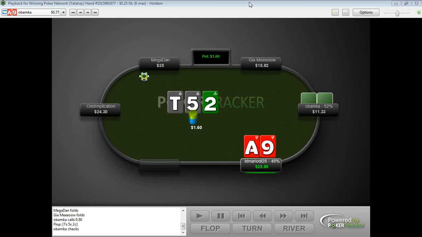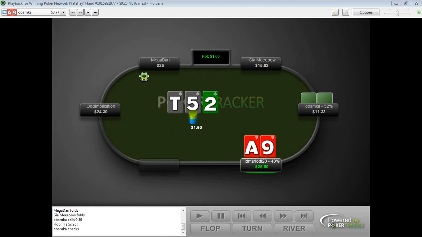Now, in terms of outs, I only have 3 outs. So I guess if we did 3 times, that would be 12%. So I mean, I could check or bet here, and maybe I want to look at a half pot size bet here instead of a 2/3 pot size bet, since most cards that come out probably won't be as good for me.